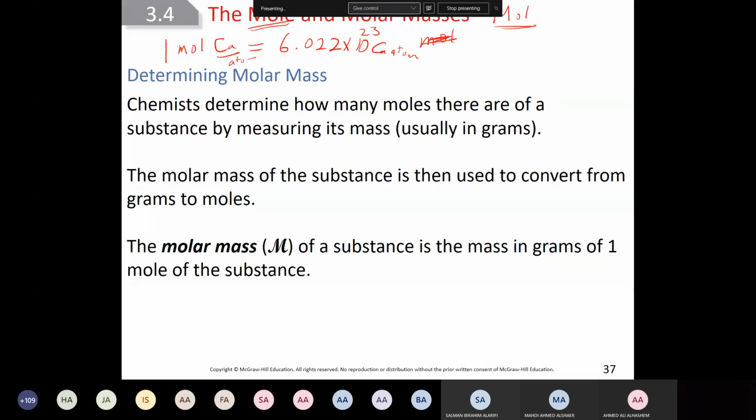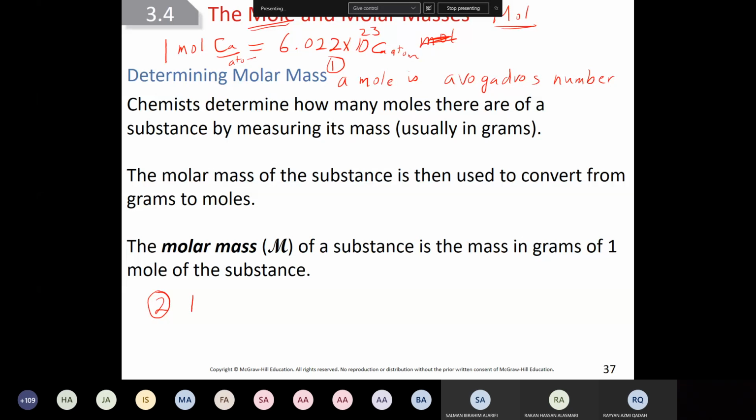So, what's the definition of a mole? A mole is Avogadro's number. What's the unit? No unit. A mole is Avogadro's number without unit. Clear? That's the first definition. We have another definition for the mole.